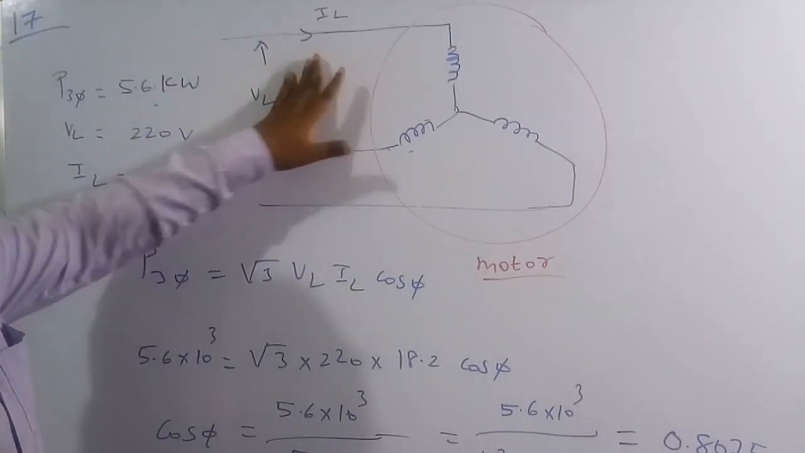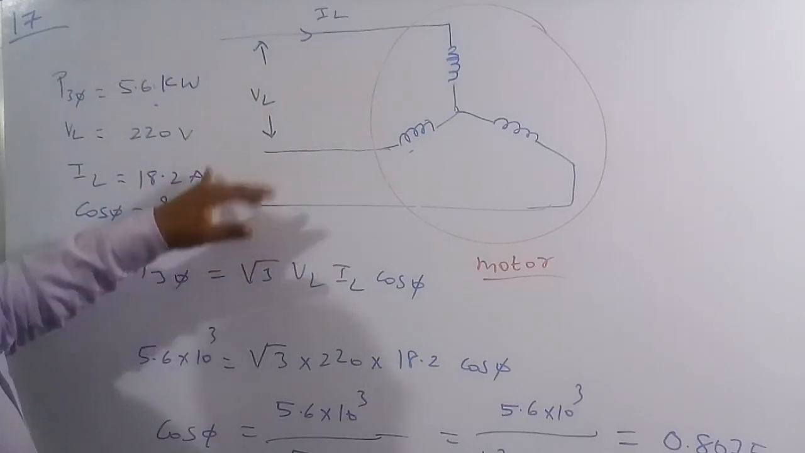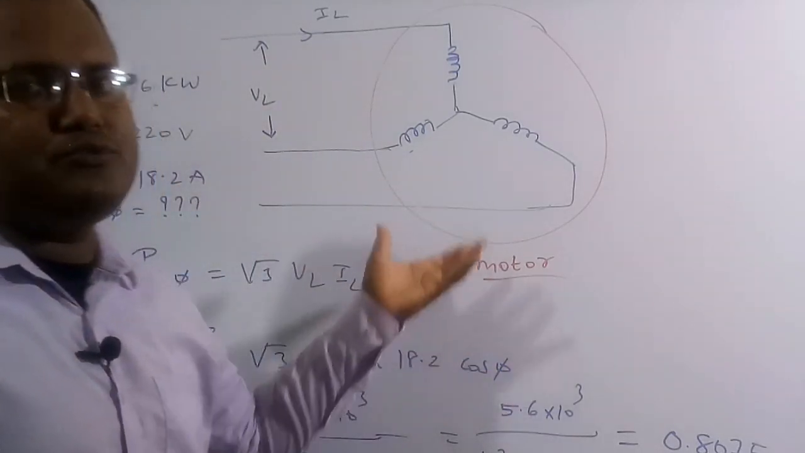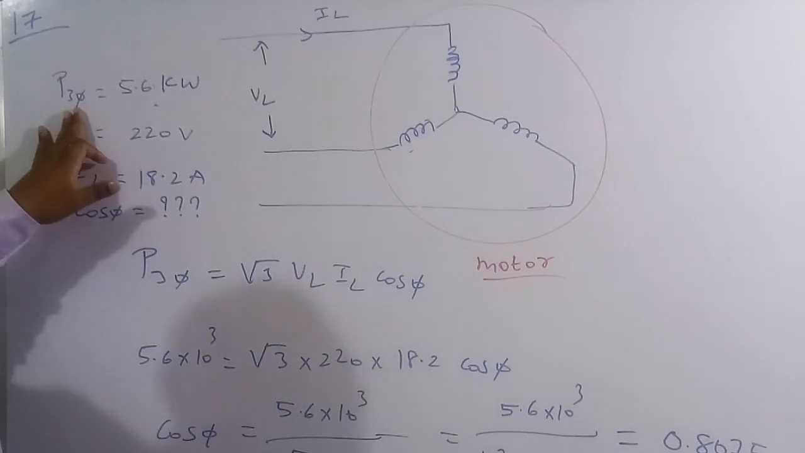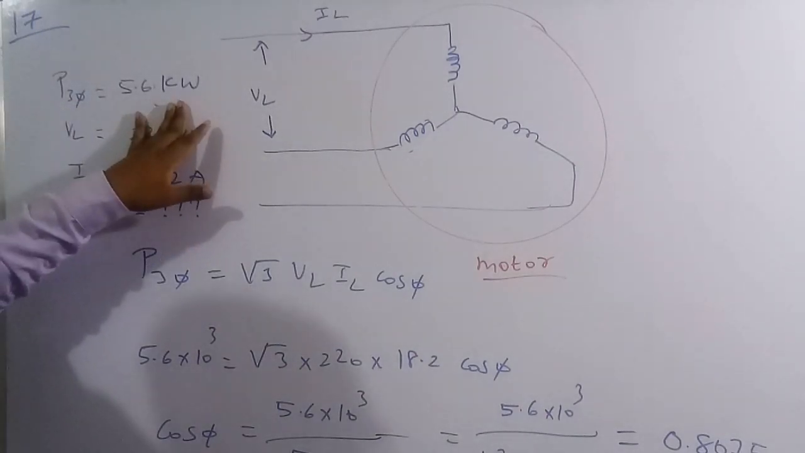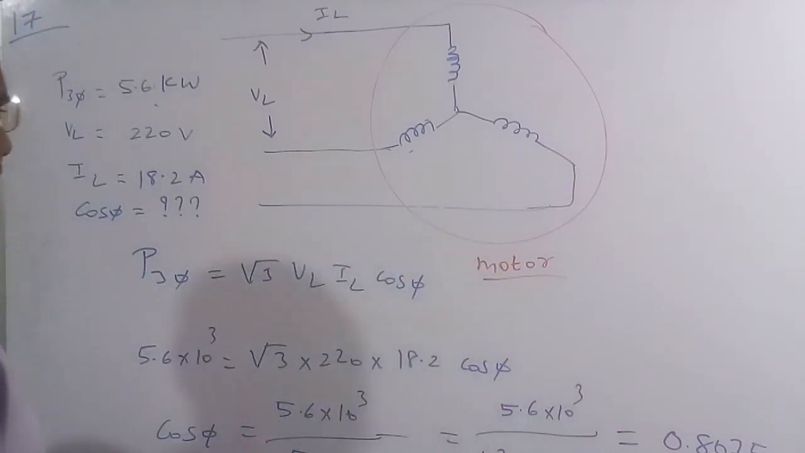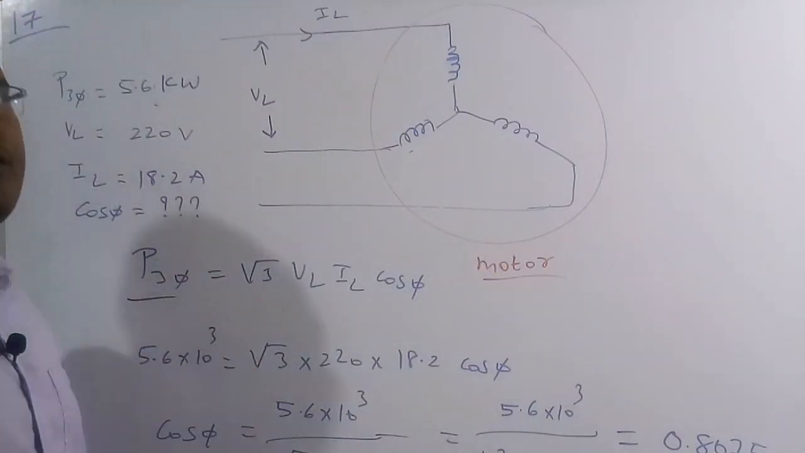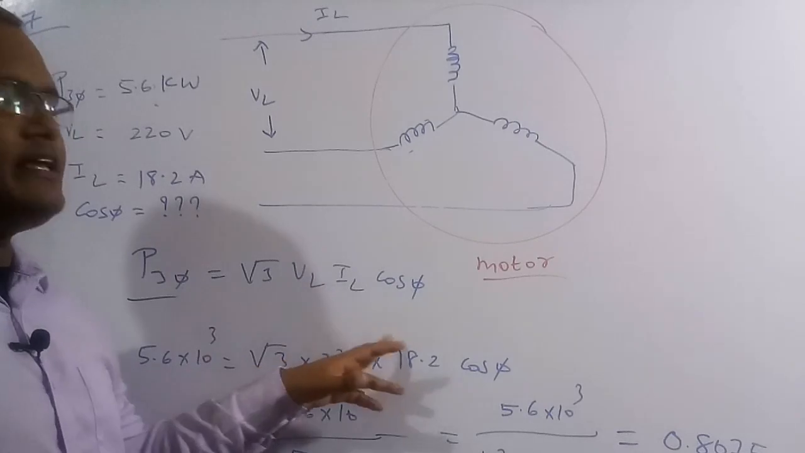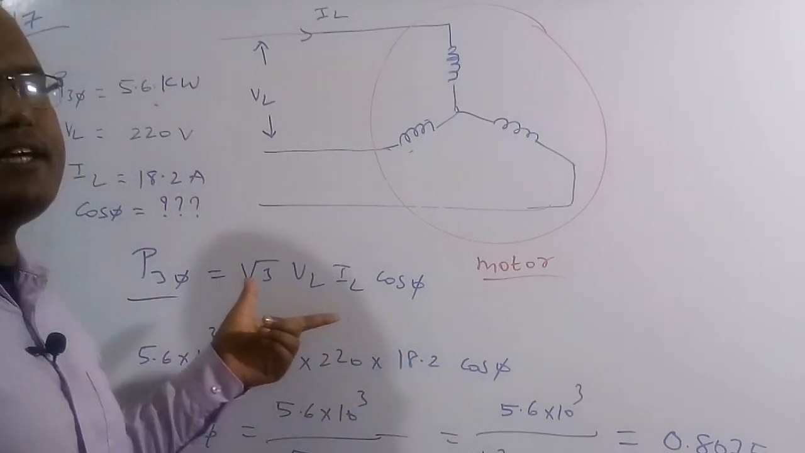and the line current in this motor is 18.2 ampere, and also the amount of 3-phase active power absorbed by this motor is 5.6 kilowatt. We have to find the power factor of this motor. In a 3-phase circuit the active power drawn is root 3 VL IL cos phi. This is only for the case of 3-phase.